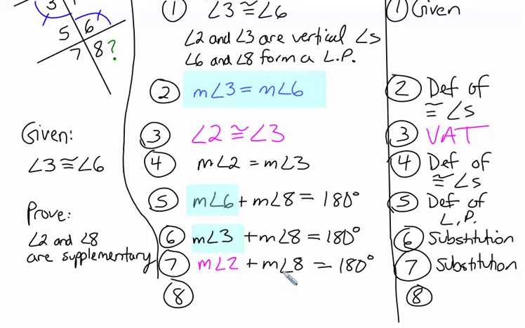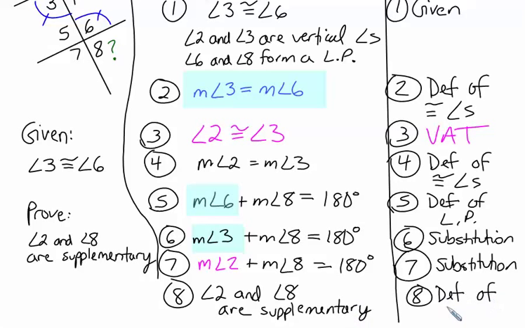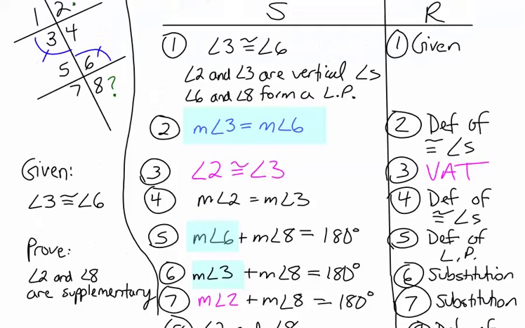If the two angles have measures that add up to be 180 degrees, we know that those two angles have to be supplementary. So angle 2 and angle 8 are supplementary. And the reason we get that is the definition of supplementary angles. We're done.